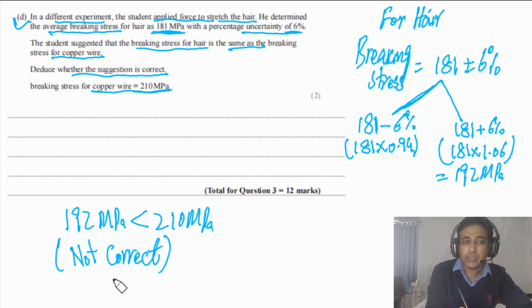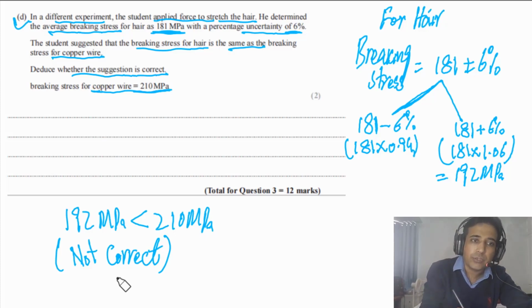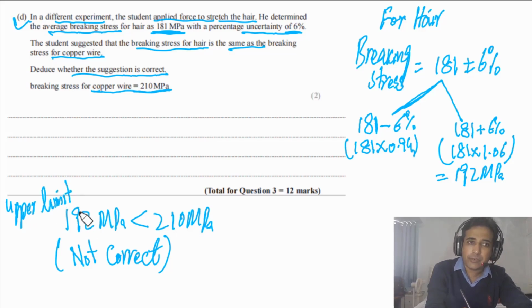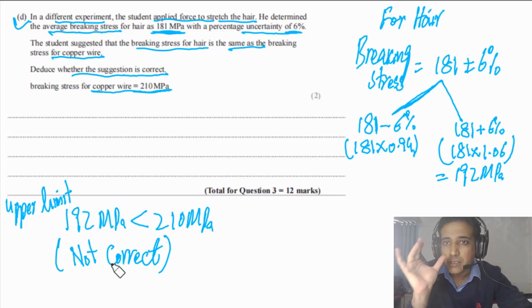So simply you can say the suggestion is not correct. So this is how you can answer. In the answer you can write down 192 megapascals as the upper limit. Upper limit 192 is less than 210 megapascals, so the suggestion is not correct. So this is how you can answer.